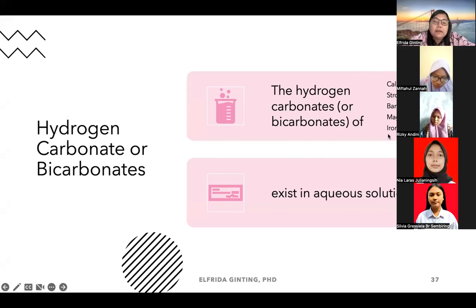Now, if you have hydrogen carbonate or bicarbonate, you mix it with the cations calcium, strontium, barium, magnesium, iron, and all of these will be in aqueous solution. Meaning calcium carbonate, strontium carbonate, barium carbonate, magnesium carbonate, and iron carbonate are soluble in water because they exist in aqueous solution.